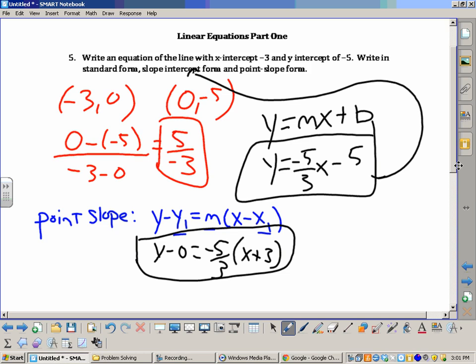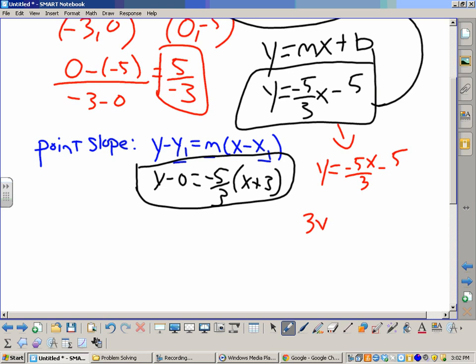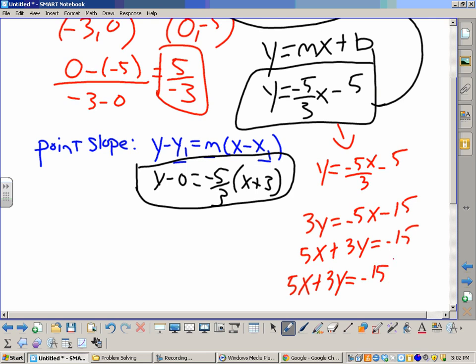Now to get to standard form, I think coming from point slope form is the easiest. I'm going to start here, and I'm going to multiply everything by 3. And then move the x to the other side. By definition, you want a to be positive. Let me rewrite this because it's a little messy: 5x plus 3y equals negative 15. Okay, so 5, 3, and negative 15 are all integers. The x is coming first. The x is positive, so we're good to go.